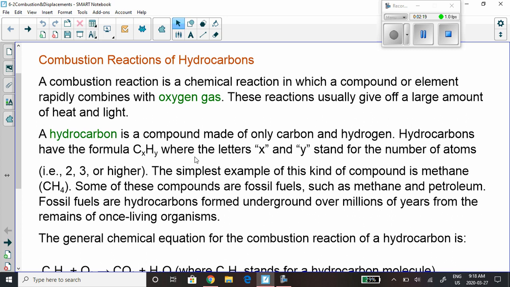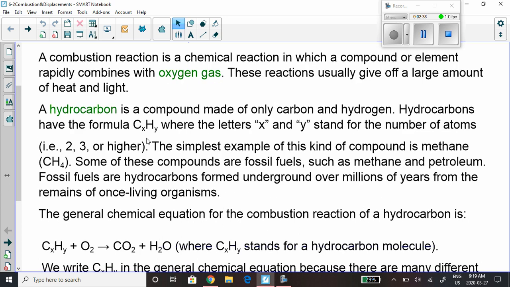Hydrocarbons usually have this formula right here. CX, that means the number of carbons can vary. HY, that means the number of hydrogen atoms can vary. So CXHY basically stands for all hydrocarbons, all fuels, fossil fuels being their source, that we can burn. And the X and Y can be 2 or 3 or more, and off we go.